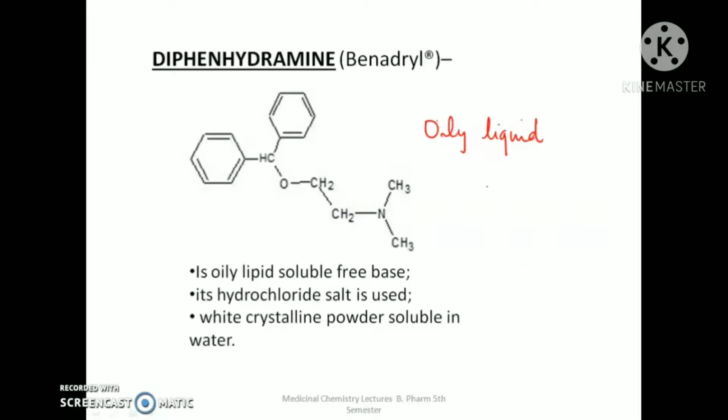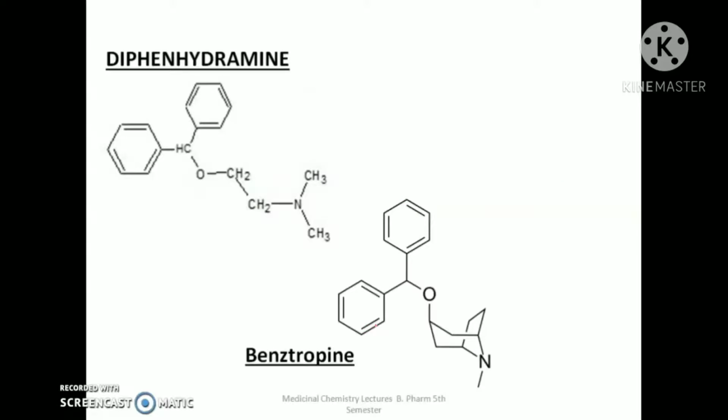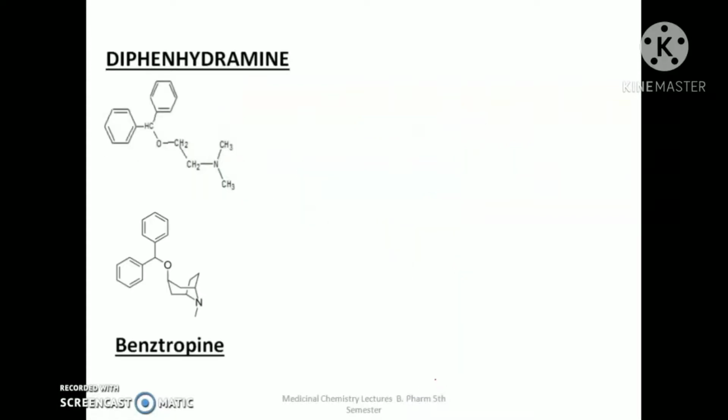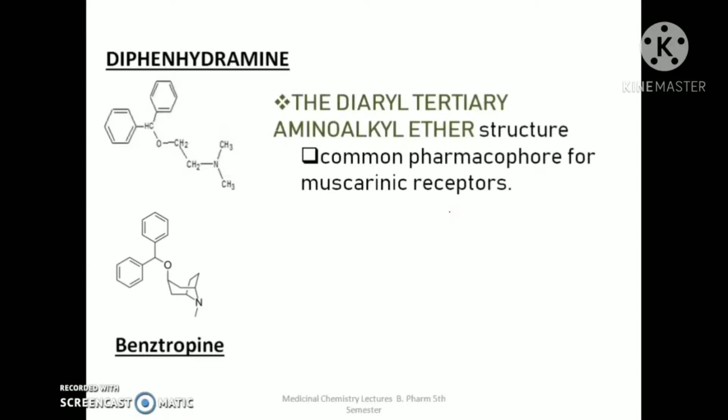Diphenhydramine is a lipid soluble oily liquid, and it is a base because it contains a nitrogen atom, and it is used in its salt form by reacting it with acids. The most common form is the hydrochloride salt, which is a white crystalline powder soluble in water. Now, if you look at the two structures given here, one is diphenhydramine and the other one is benztropine. You can see some similar structural features. But benztropine is an anticholinergic agent and diphenhydramine is an antihistaminic agent. They both share some common structural features: the diaryl, that is diphenyl, functional group, and the tertiary amino-alkyl ether structure.